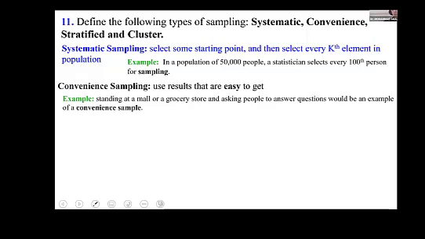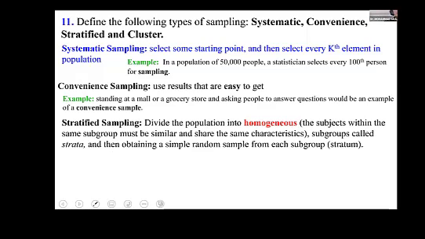Sometimes we may not have a choice. Stratified sampling: divide the population into homogeneous subgroups. The subjects within the same subgroup must be similar and share the same characteristics. These subgroups are called strata, and then you obtain a simple random sample from each subgroup, or stratum.